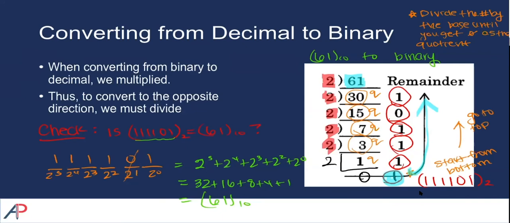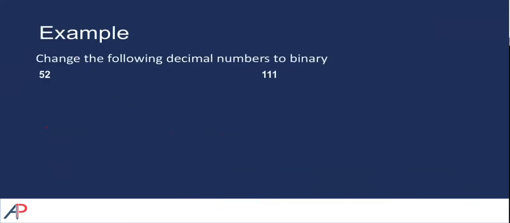So that is how you would find your binary number given a decimal number. Let's go ahead and try a couple of examples. I think examples could be very helpful. So let's start with the number 52. 52 is a decimal number and we want to convert it into a binary number.